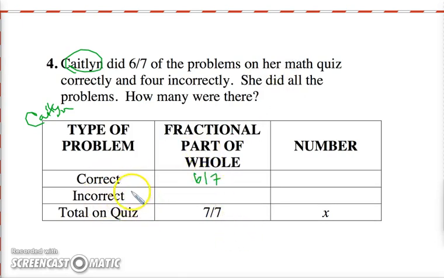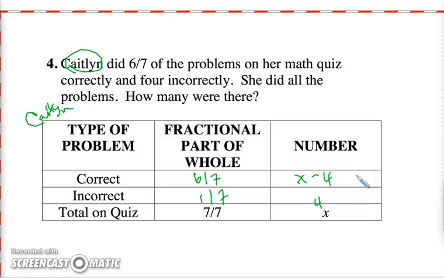So how do I know how many are incorrect? Well, I know the total is 7 out of 7, right? And she did 6 out of 7 correct. So if I take 7 out of 7 minus 6 out of 7, I will get 1 out of 7 incorrect. So 6 out of 7 correct, 1 out of 7 incorrect. Then it also says she did 4 problems incorrectly. So the number of problems she did incorrectly will be 4. So whatever's left must be what she did correctly. If I take the total number and subtract what she did incorrectly, then what she did correctly is X minus 4.